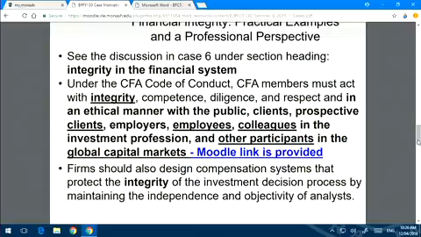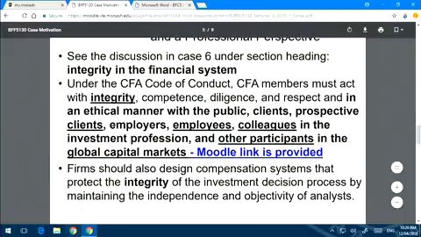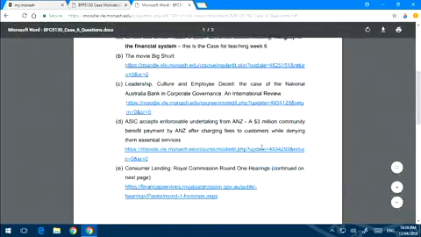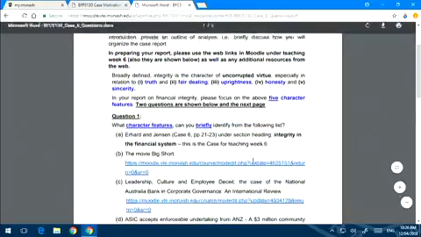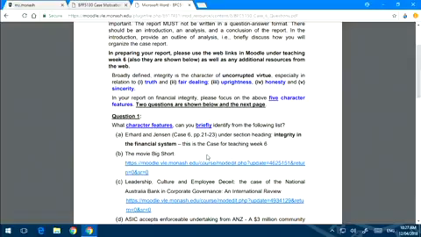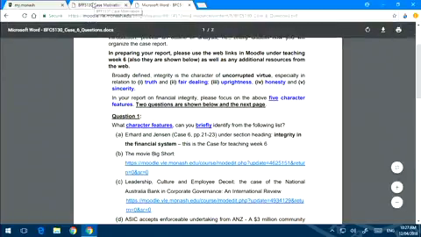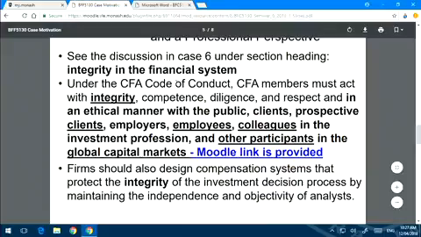Now, please take a look at the page numbers I have given in your question list. Let me go there as we move on. I have given these page numbers where some episodes or examples in the American context are mentioned. Take a look at just two or three pages. That is what I am referring to in the lecture slides, on integrity in the financial system, those three pages.